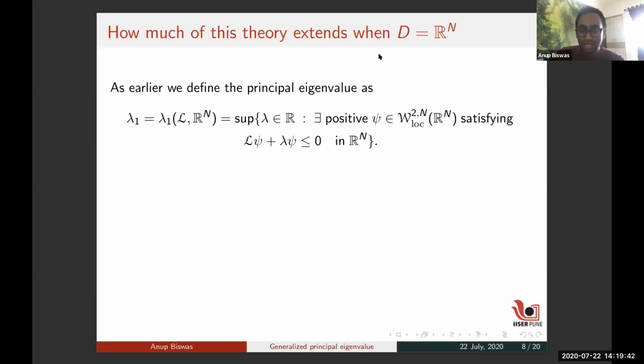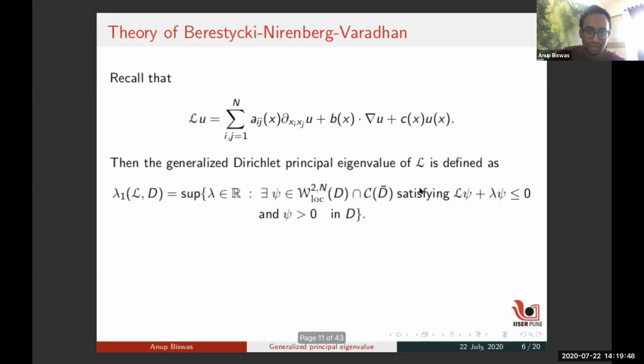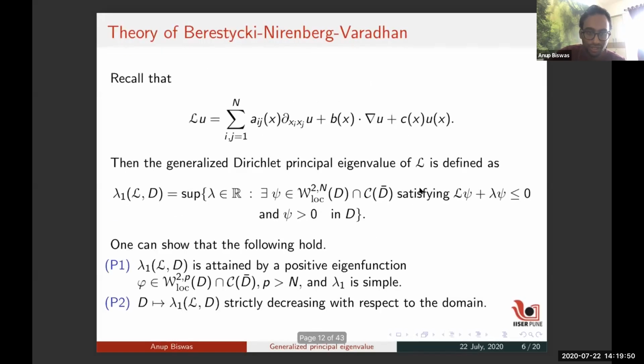So the thing that I would like to remember is, let me go back a bit. This P1: this lambda 1 is attained by a positive eigenfunction, and this is the only eigenvalue with a positive eigenfunction. So that is also true. There is no other eigenvalue with a positive eigenfunction. So lambda 1 is the only one. This is what also holds in bounded domains.